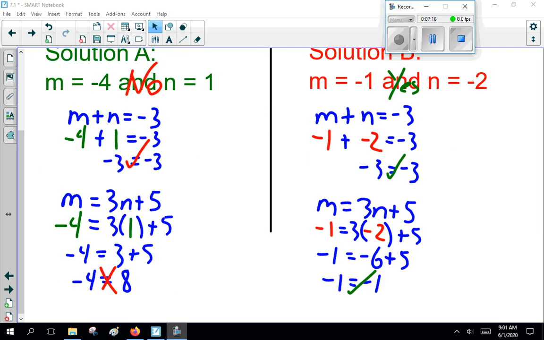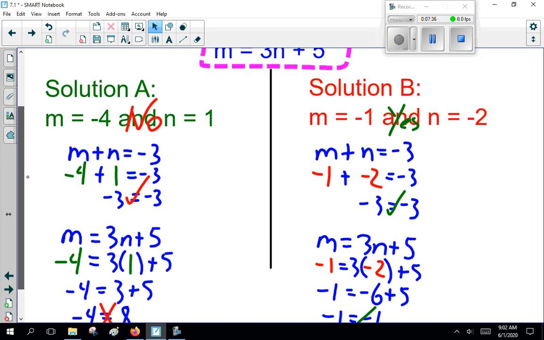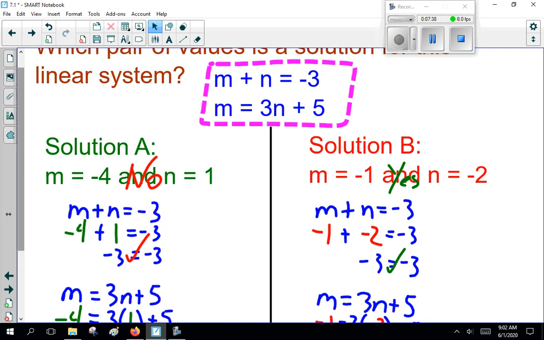Okay, guys. So coming back and double checking, when m is minus 1 and n is minus 2, m plus n is minus 3, which equals minus 3, yes. And the second equation, m plus 3n equals 5. Every time I see m, I replace it with minus 1. Every time I see n, replace it with minus 2, and I got minus 1 equals minus 1, so yes. Those are the solutions, right? So can you plug the numbers in and solve?